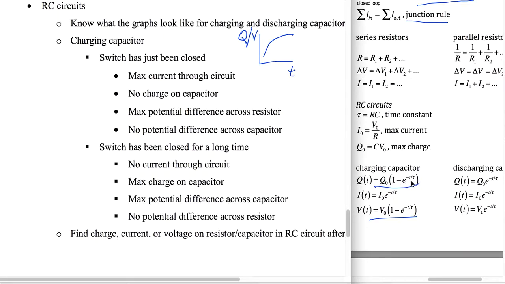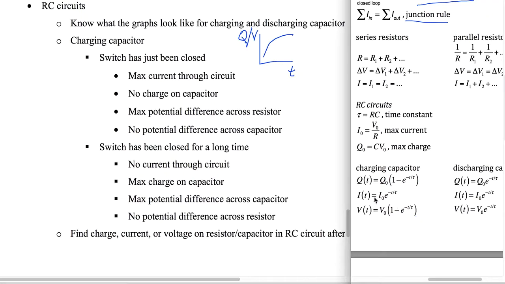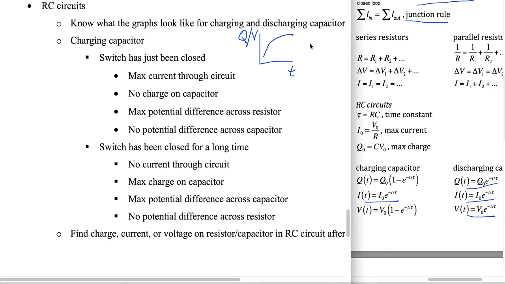But for any of the other graphs that have the e to the negative t over tau, all three of these graphs look the same, and those are going to look like this. So it doesn't matter what the variable is here on the y-axis, this is time. The graph looks like this for e to negative t over tau, but for 1 minus e, it looks like that. So what this means is that if I tell you you're looking at the charge on a capacitor that's charging, then the graph looks like this.